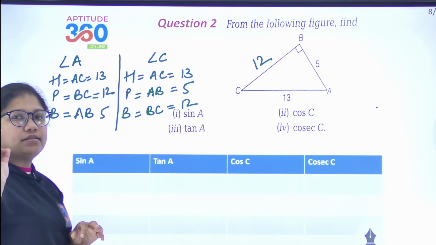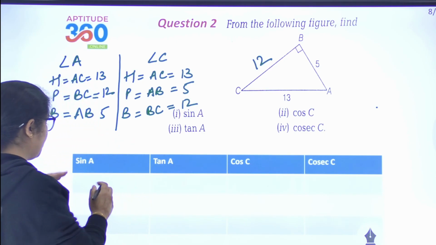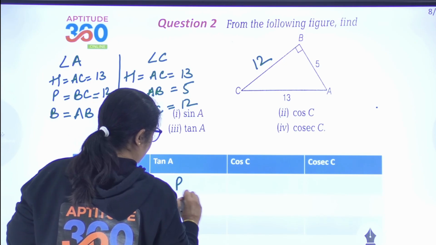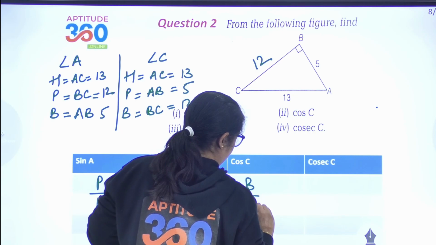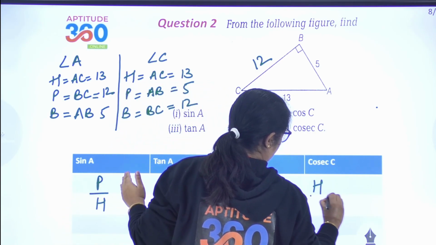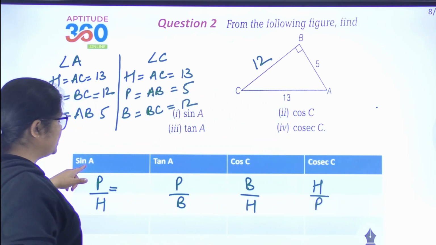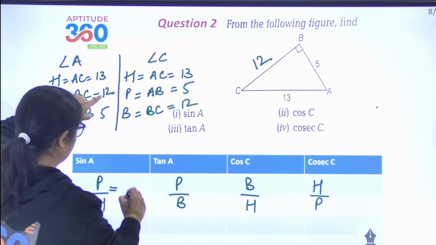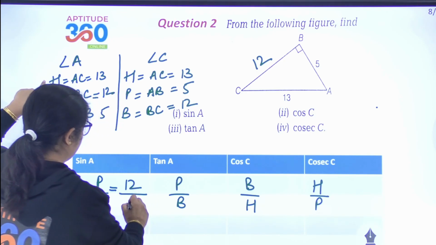Now what is my third step? I will write down the ratios, remembering the mnemonics. Some people have, through proper brushes, curly brown hair. Cosec is opposite of sine, which is hypotenuse upon P. Now sine A. So angle A as my reference, what is my perpendicular? It is 12. I'm just filling in the values now. What is my H? It is 13.